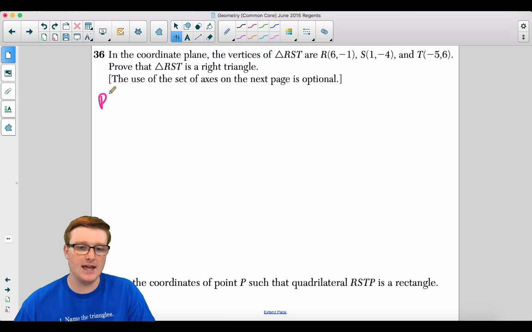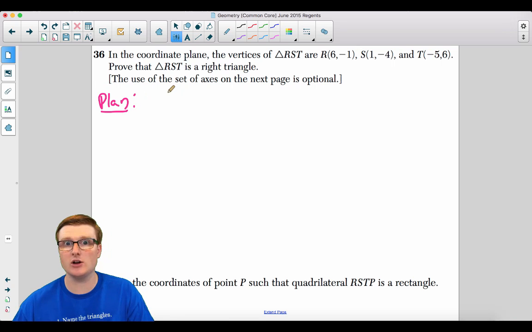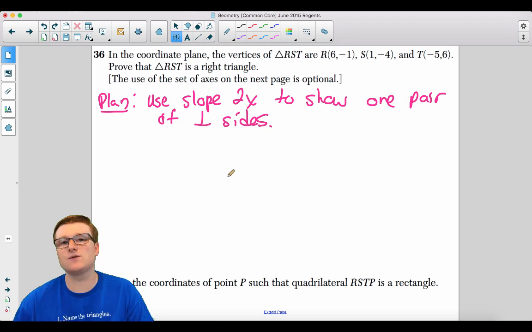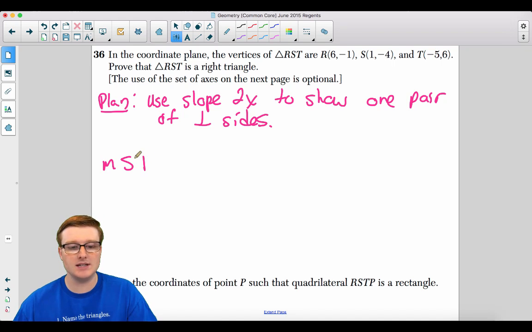So the plan is, to prove it's a right triangle, you need to prove one right angle in the triangle. So I'm going to say, use the slope formula 2 times to show one pair of perpendicular sides. Since perpendicular lines form right angles, that could prove a right triangle. If there's one right angle in the triangle, the whole triangle is a right triangle. So I'm going to calculate the slope of ST, and the slope of RS.